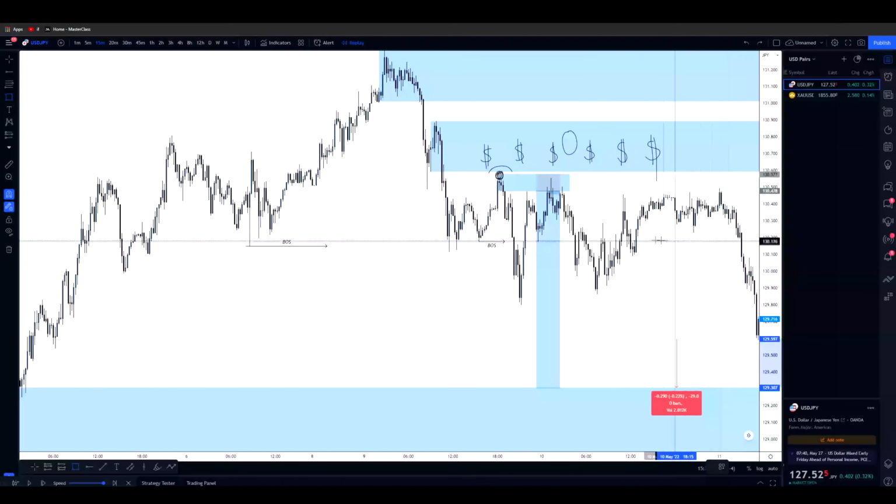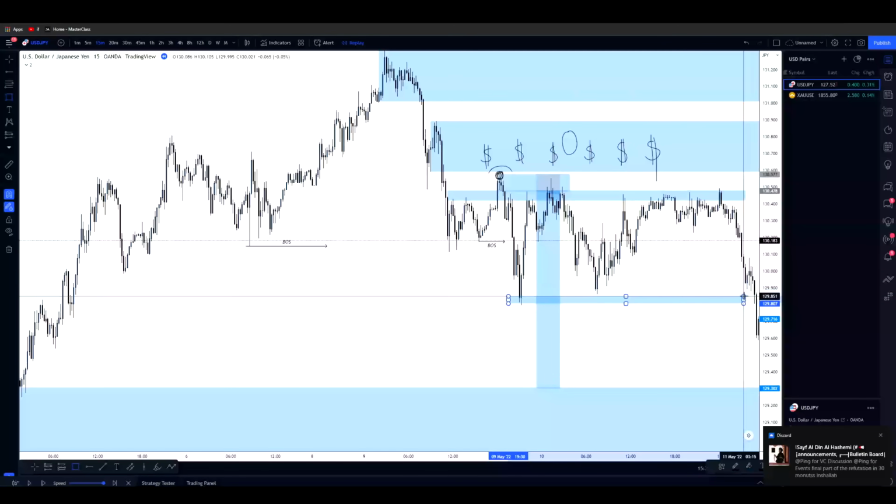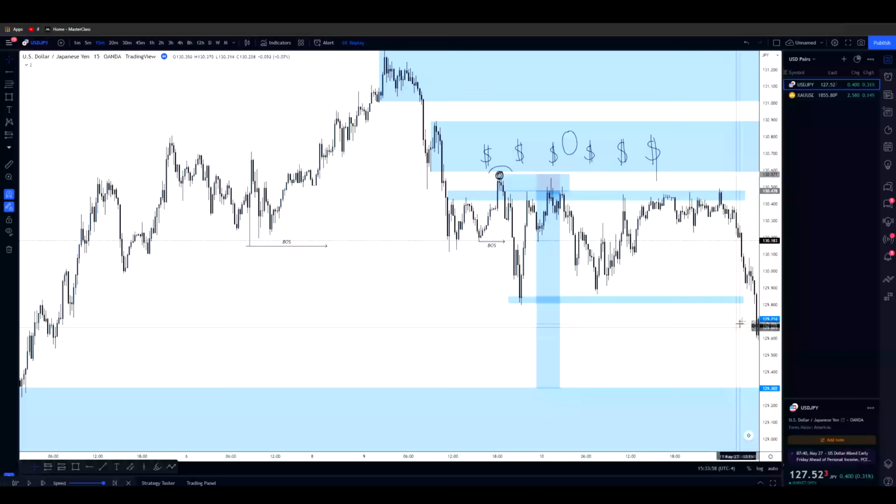Now after that entry, what did you do next? Not only did you, but retailers started to get involved. We could see that there's a level of resistance, and then we could also see that there is a level of support. Sorry, you can ignore that. So we can also see that there's a level of support.